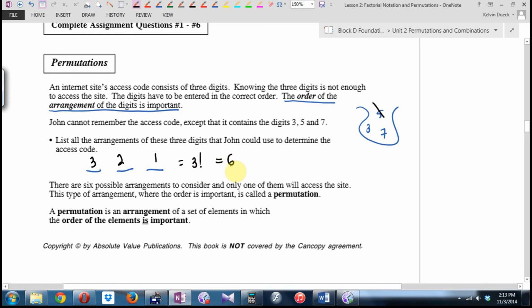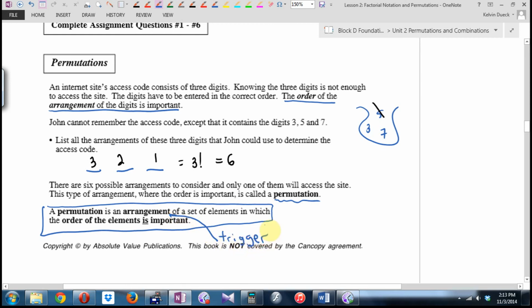A situation like this, where the order of the arrangement matters, makes a difference. We call this a permutation. Here is the official definition. A permutation is an arrangement of a set of elements in which the order of the elements matters, is important. In fact, Logan, one of my trigger words is the word arrangement. If I see the word arranged or arrangement, I know it's a permutation. On a test, the question was, how many different ways can the books be arranged? As soon as I saw that, I was going, I can do this with factorials and permutations.